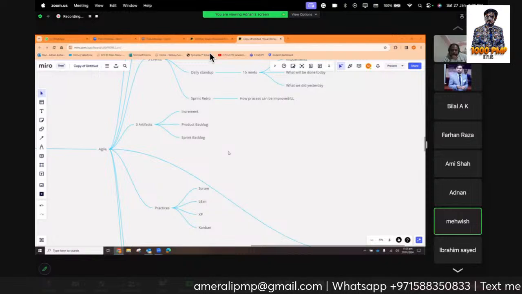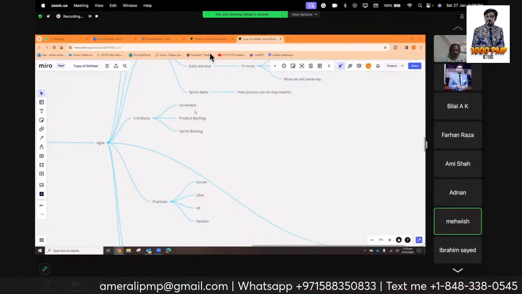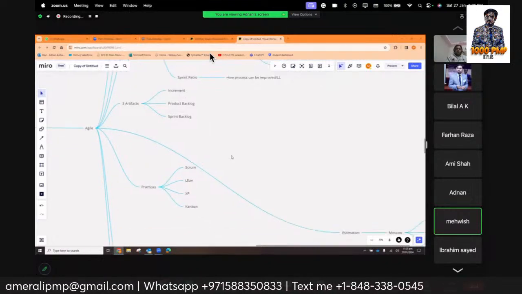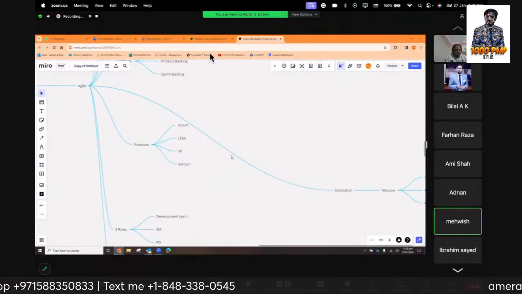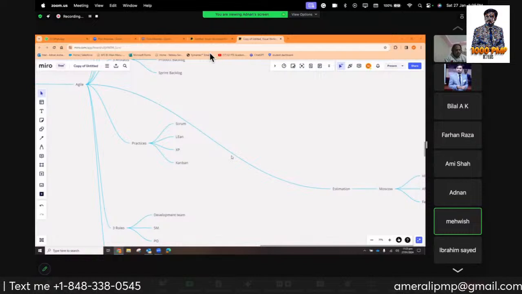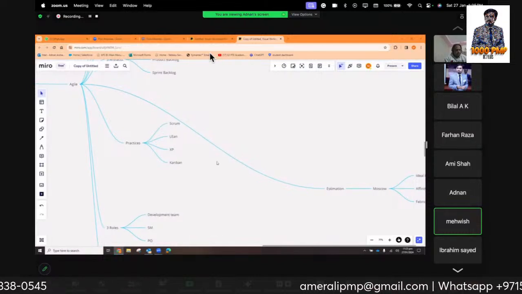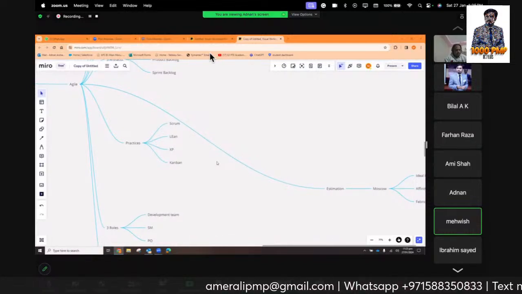Then we have other practices as well. Apart from Scrum, we have Lean, we have XP, we have Kanban, where we measure the workload. If I remember correctly, we try to analyze what the workload is and what the work in progress flow is, something like that.